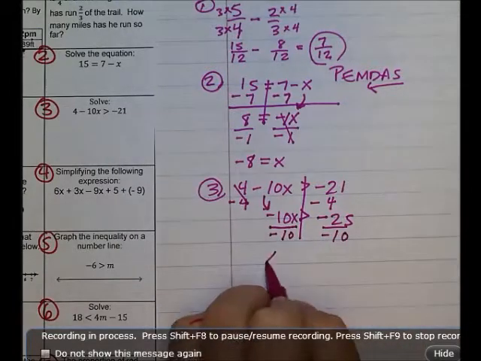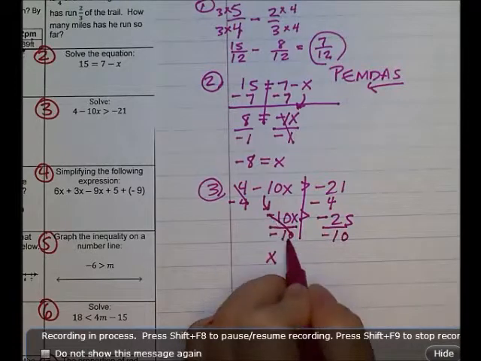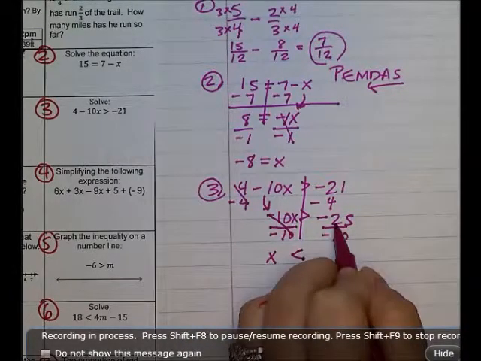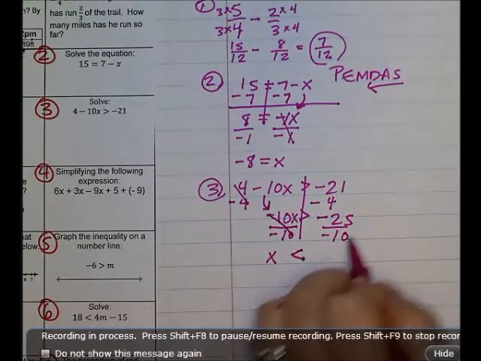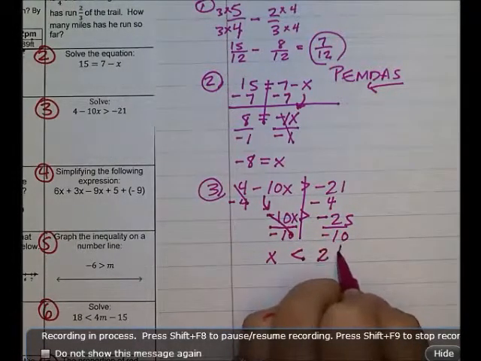So x is the only thing left on this side. And remember, I just divided by a negative, therefore my inequality is going to switch. And I'm going to divide over here, negative 25 divided by negative 10. I can simplify that. It's going to be a positive answer, which would be 2 1/2.